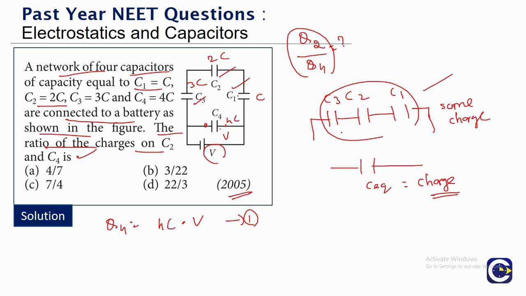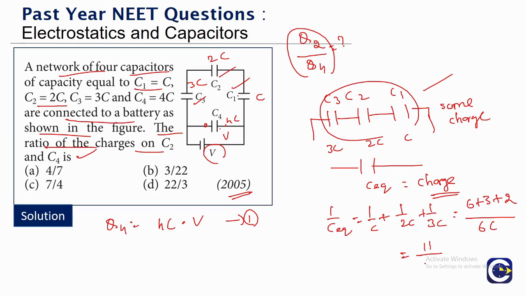So here look at it, C3 is 3C, this is 2C, this is C. We have to find the equivalent. They are in series, right? Means 1 by C equivalent is equal to 1 by C plus 1 by 2C plus 1 by 3C. What is the LCM of the denominators? It is 6C. So we will get 6 plus 3 plus 2, totally it will be 11 by 6C. That is 1 by C equivalent. Means C equivalent will be equal to 6C by 11.